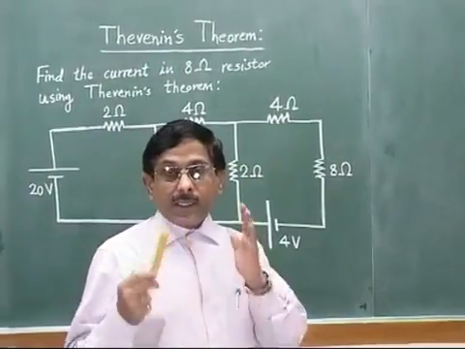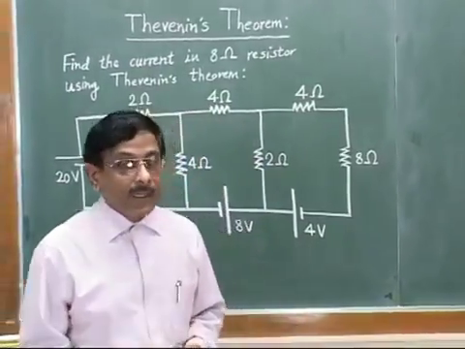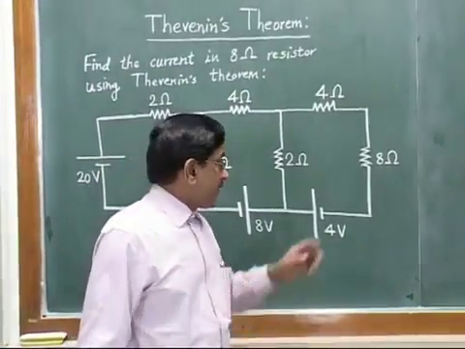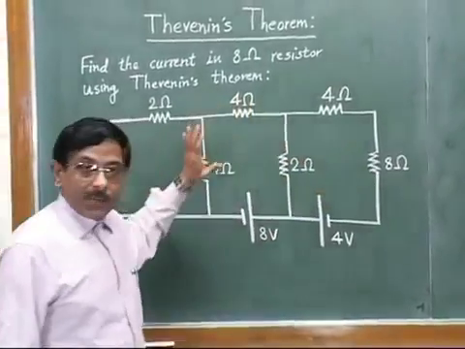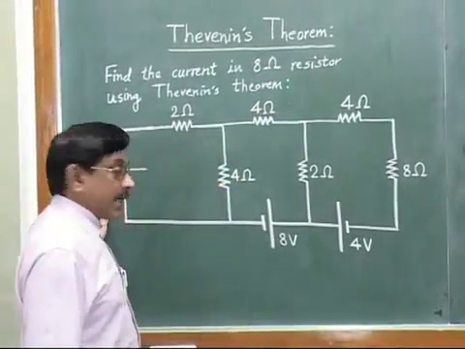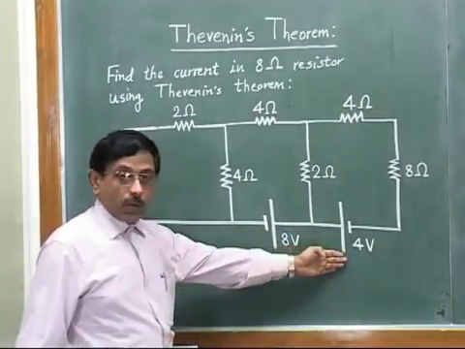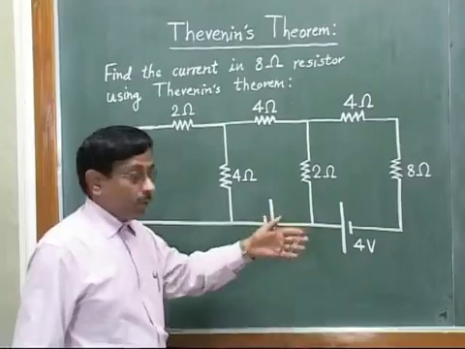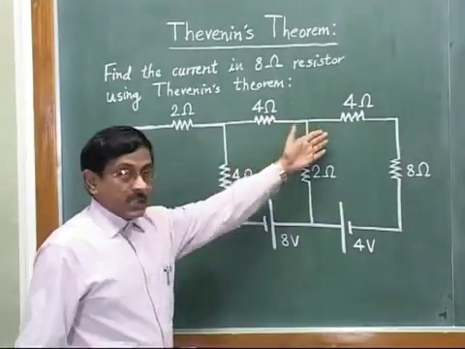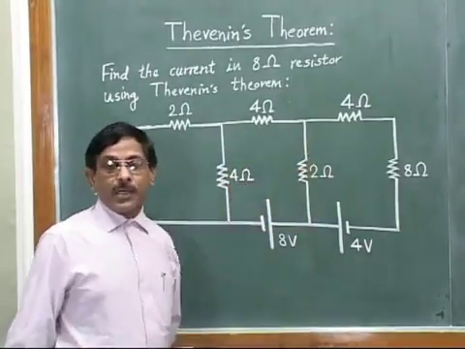Now see, in that video I had taken a certain problem, and the problem statement was to find the current in this 8 ohm resistor. It was the same circuit that was used: 20 volt battery, 8 volt battery, 4 volt battery, all these batteries in given connections or polarities, and resistors connected in a certain combination.